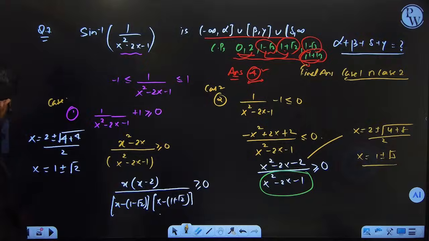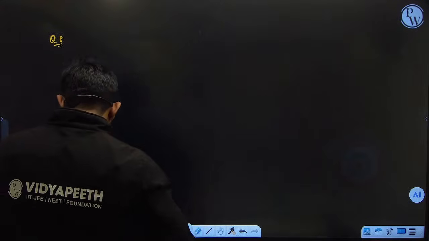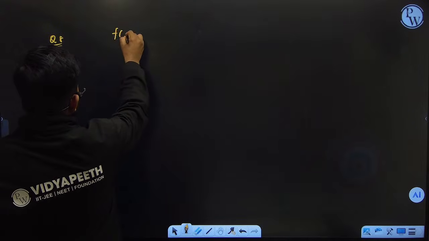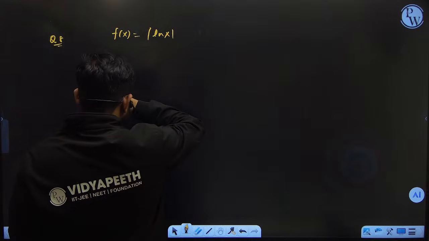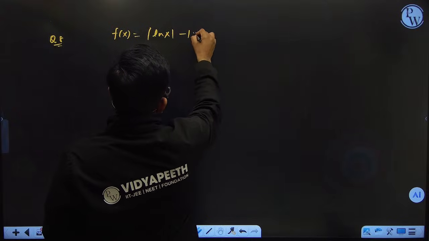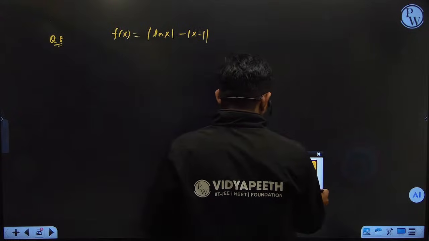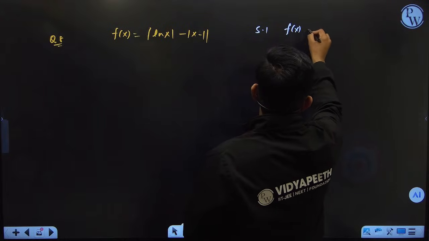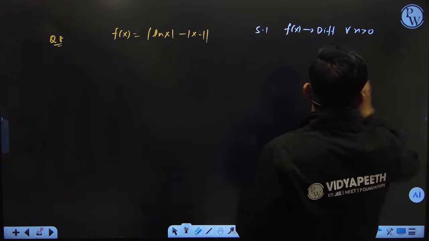Okay, so our next question is question number 8. Again it is a very simple and standard question from the differentiability concept. There is a function f of x equals log mod x over log x minus mod x minus 1. There are 3 statements. Statement 1: f of x is differentiable for all x greater than 0.